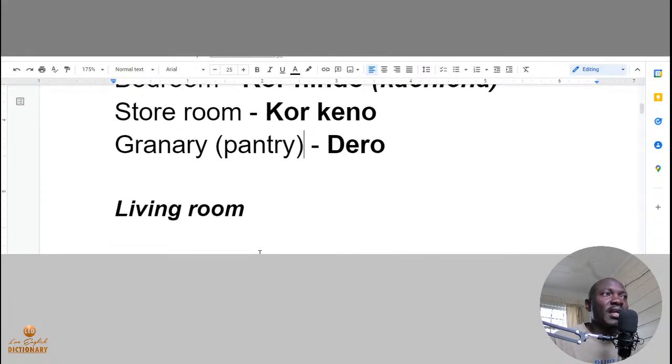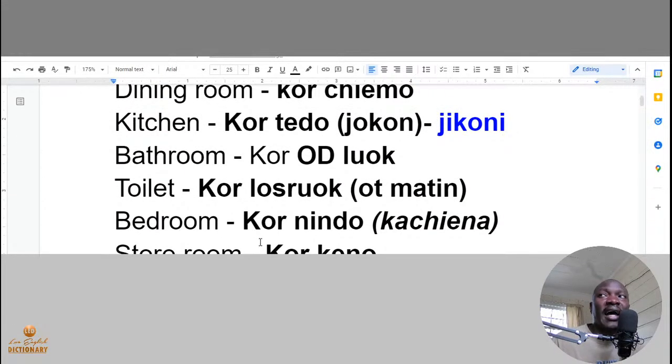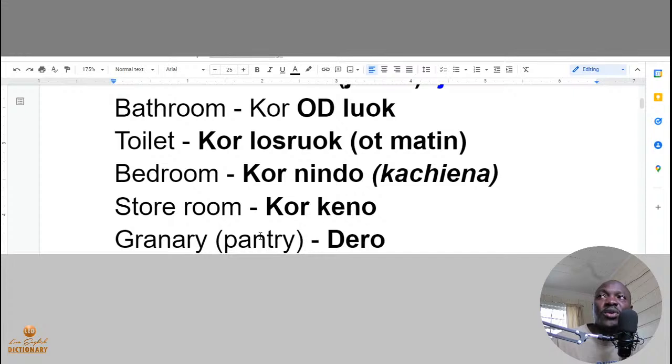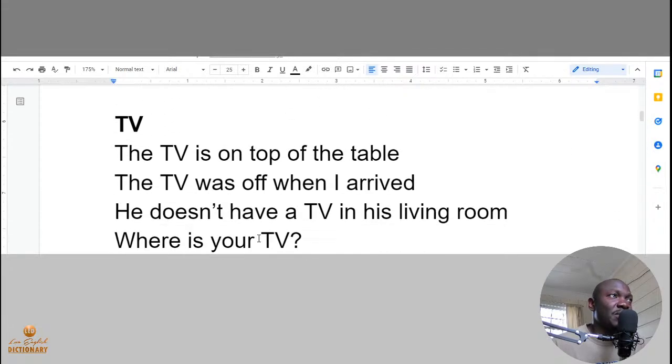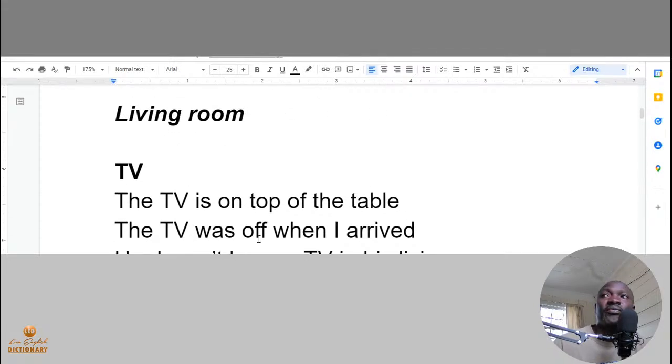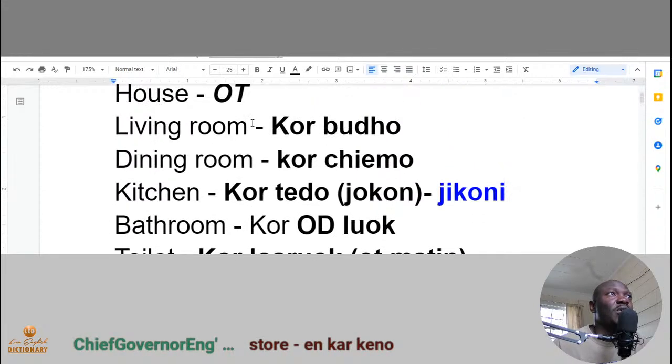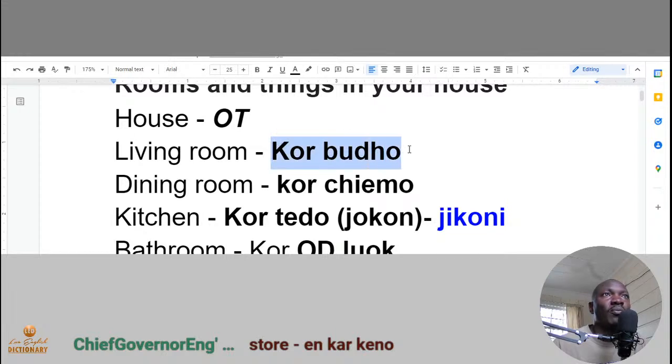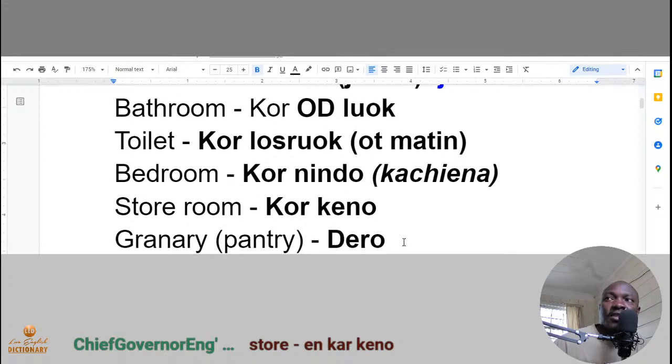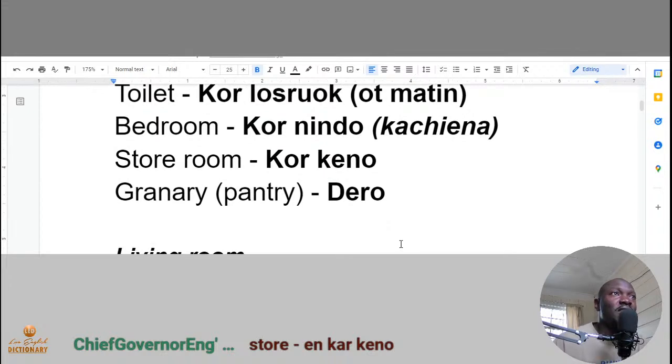So we want to use the knowledge that we have here with the items in one or two of these places to give sentences. That way we are enriching the learning. The first one is the living room. Remember, we said living room is korbudo. Chief Governor wachoni store and Carcano. Thank you, Chief Governor. So store, we just leave it as Carcano, correct.